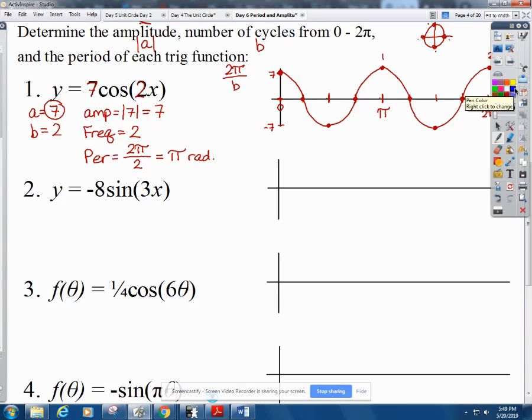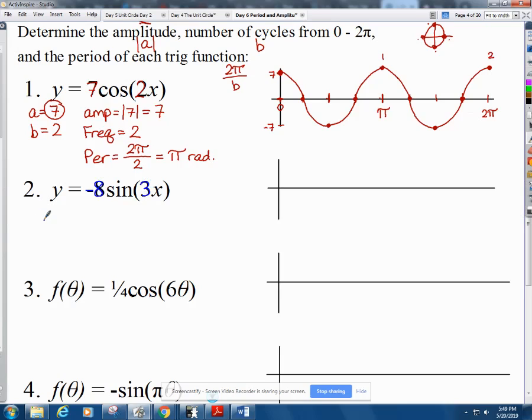Y equals -8 sine 3x. In this graph, A is -8, B equals 3. So we're asked to find the amplitude, which is the absolute value of A, which is 8. So it's a height of 8 from the midline to the highest point. Our frequency is our B value, so we have to have a total of 3 curves. And the length of each curve is going to be 2 pi divided by B.